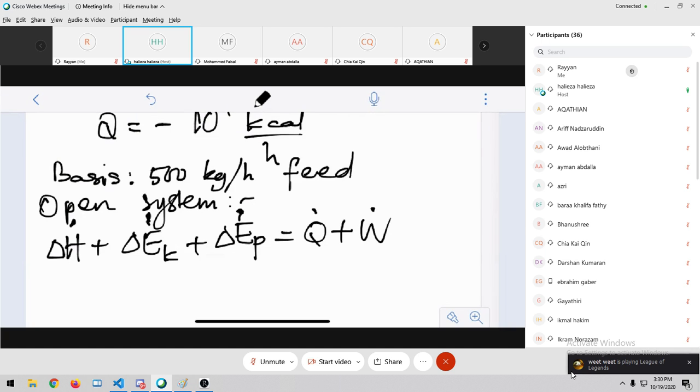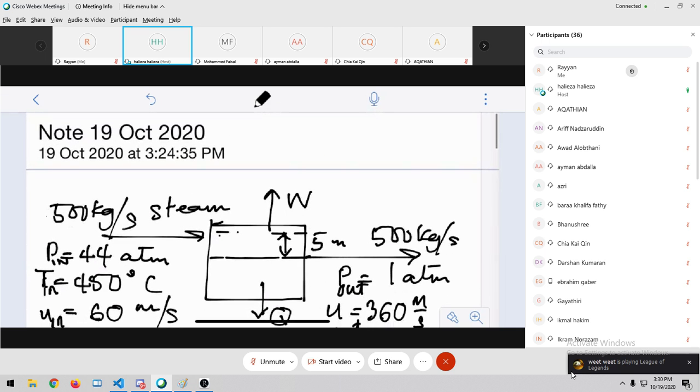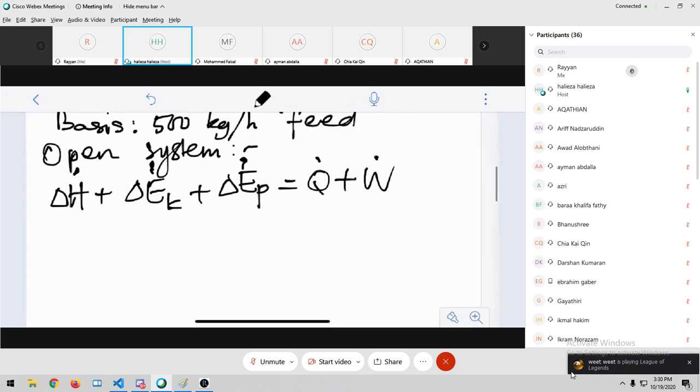Okay. Your kinetic energy is there. Potential energy is there. Why is there potential energy? Because there's a difference in height. You have enthalpy there. Let's calculate the first thing first: the kinetic energy, one half.